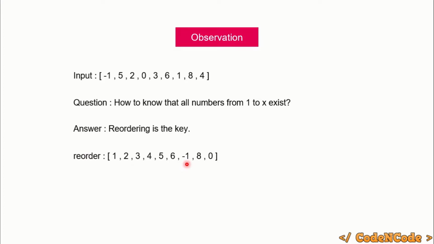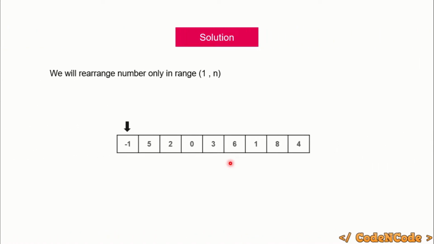As simple as that. If you have this reordered array, you can run from 1 to n and see which element is not currently present at its position. Clearly, at position 7 we should have had 7, but we don't have it, so 7 will be your answer. Now the question is how you convert your input into this reordered array, right? Let's see that. So we are going to reorder this input.